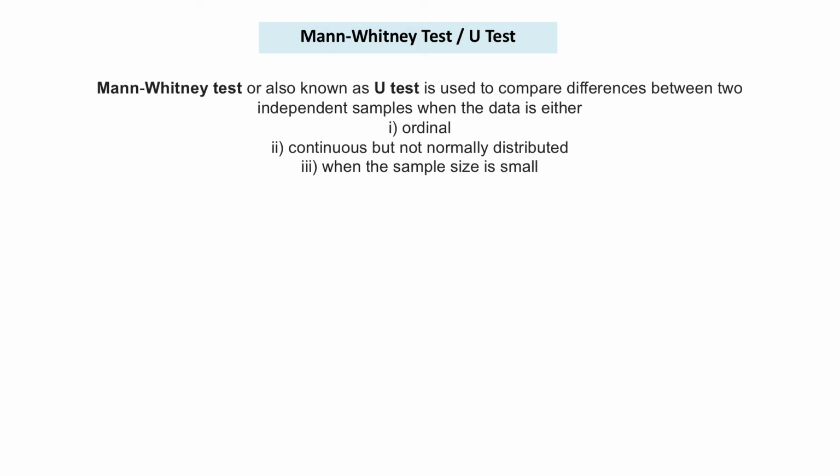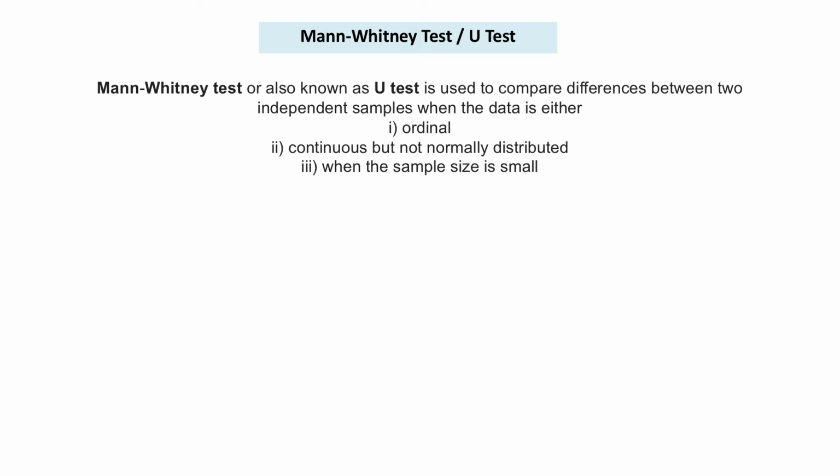when the data is either ordinal or continuous but not normally distributed, or when the sample size is small, or when n is less than 25. So these are the conditions that require the use of the Mann Whitney test in order to analyze the data.